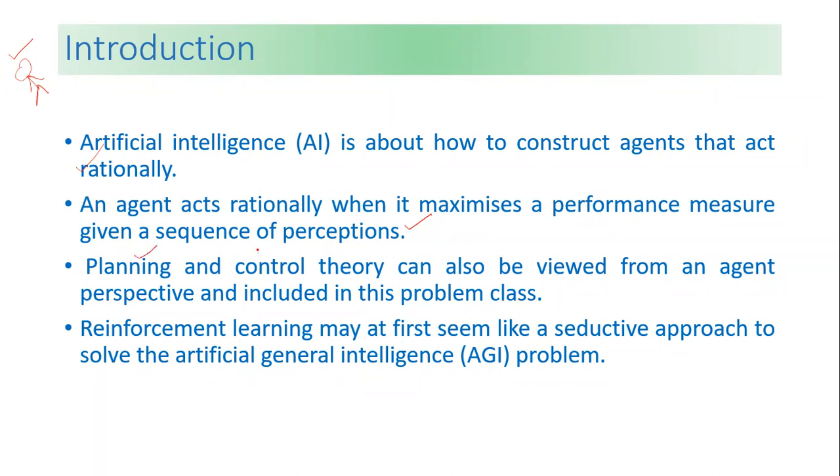We are planning it. We are viewing control theory from that perspective, including what kind of problem class we are going to deal with. So in reinforcement learning, it seems we have an iterative approach to solve an artificial general intelligence problem. Basically, we are just considering the agent and how the agents are working, how the performance will be, and what their performance class will be.